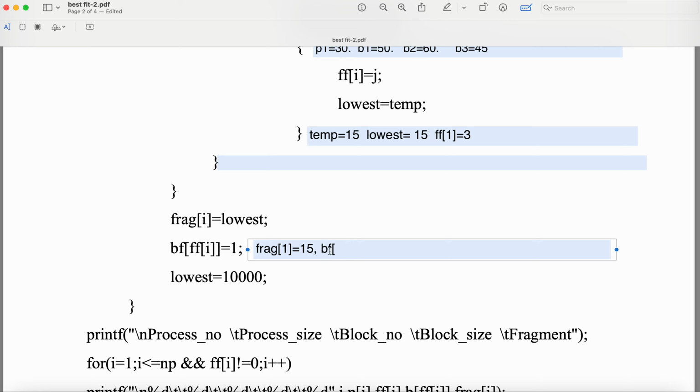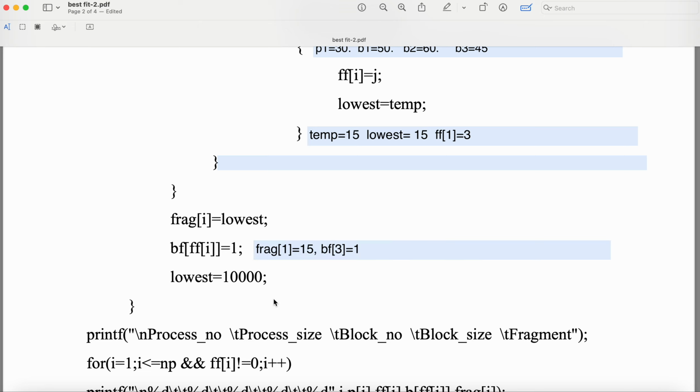So BF of 3 equal to 1. It specifies that the third fragment contains the process, whereas BF of 1 and BF of 2 are 0. It specifies that those fragments don't contain any process. Next, again we have to reset the lowest value to 10,000. Likewise, we have to compute for the second process and third process also. In this way, we can write the logic.